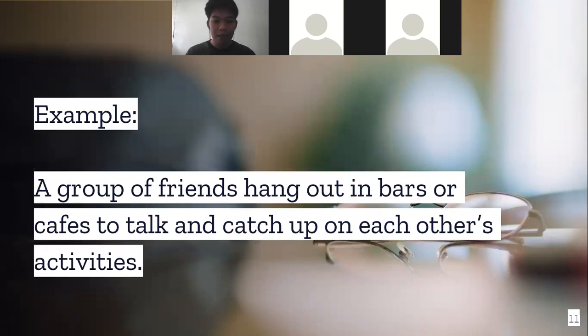Example, a group of friends hang out in bars or cafes to talk and catch up on each other's activities. So social interaction could be formal or informal, such as formal parties, acquaintance parties, even informal conversations with your friends. That's a form of social interaction. And you need to use communication in order to serve the purpose.